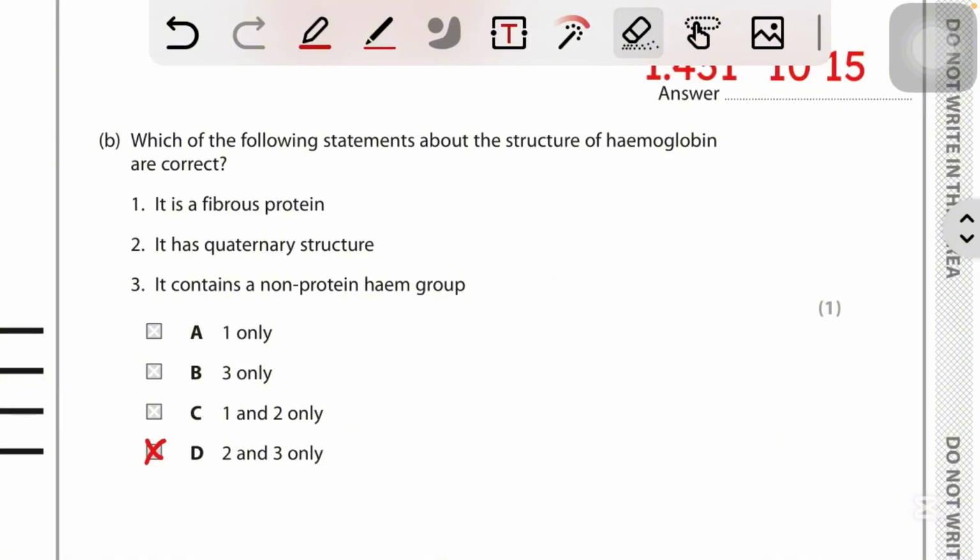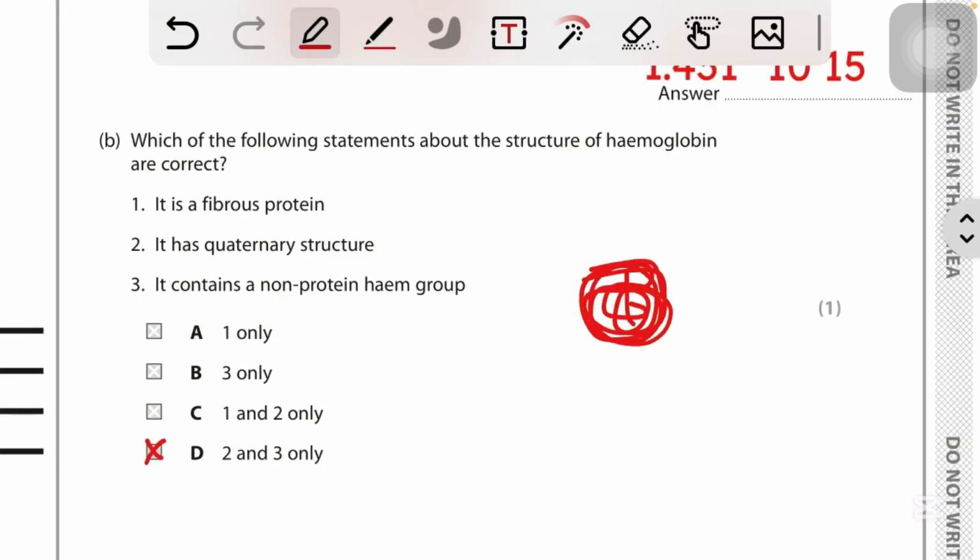Does it have a quaternary structure? Yes, it is true. It has a quaternary structure. It is made up of 2 alpha and 2 beta polypeptide chains, like this. If you see closely or in a microscope, it gives a quaternary shape. And each heme group contains an iron atom that binds to oxygen.